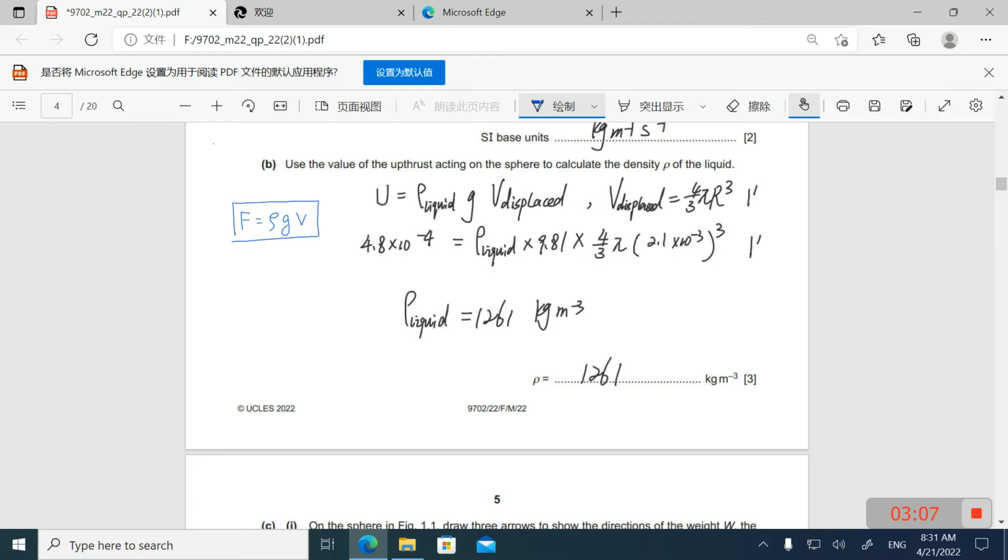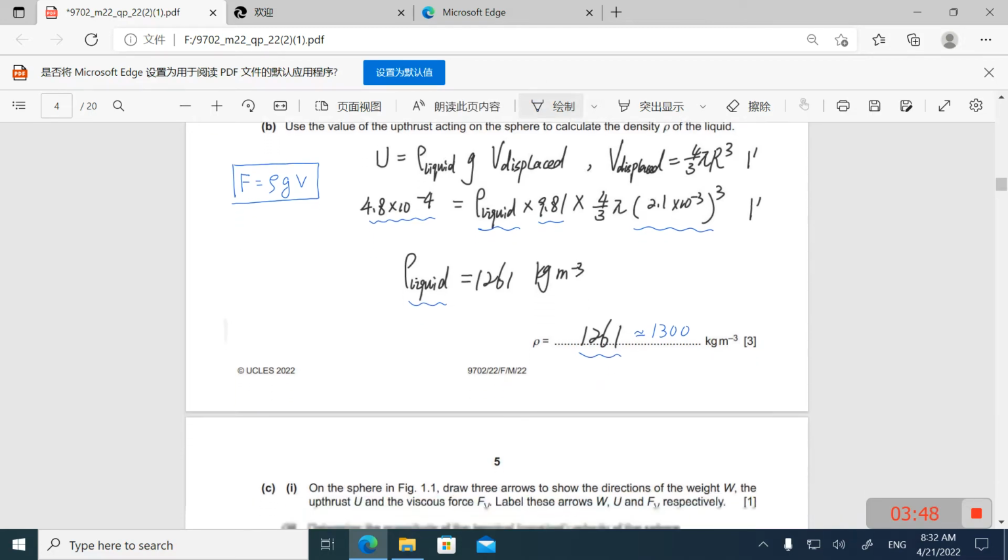volume. As we know, the upthrust force is given to us, so upthrust force is 4.8 × 10^-4, and we are going to find the density. Make sure you are plugging in here 9.81, not 10. V is 4 over 3 pi r cube, and you need to convert this from millimeter into meter. Then the density of the liquid is 1261. Please make sure that for this one you write two significant figures, so it's better to write 1300 kilogram per meter cube.